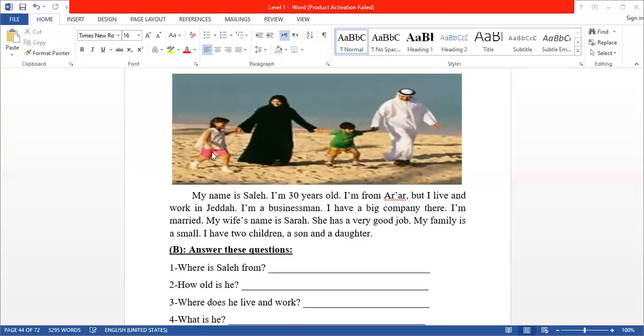This is the husband and this is the wife. This is their daughter and this is their son. Their son and their daughter.